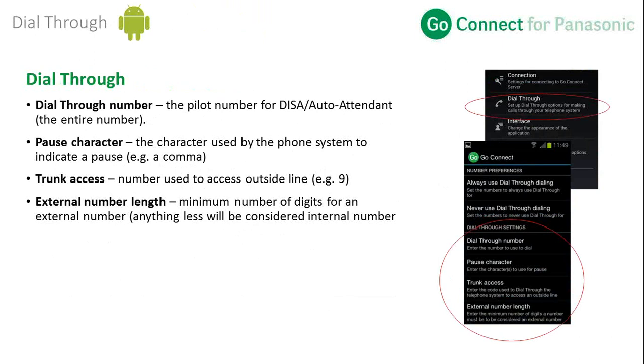And then trunk access by default in the UK would be a 9, and that's what you pull down from the server on the GoConnect mobile. That allows you to do trunk-to-trunk calls. So if you dial in through the pilot number and want to dial out to a different CLI, they would have to use that 9 to force the call through on a second trunk. And then we have the option to specify how long an external number is, so it can identify whether you're trying to call an internal extension or actually do a trunk-to-trunk call.